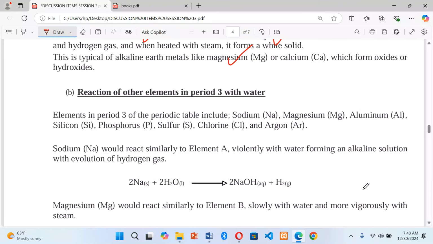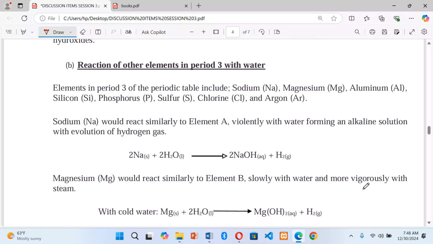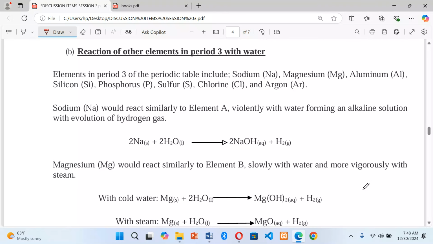Now, part B, they wanted us to predict the reactions of other period 3 elements. So they are here. We're going to go through them very fast. Elements in period 3 of the periodic table include, we are listing them, sodium, magnesium, aluminium, silicon, phosphorus, sulfur, chlorine, and argon. So we're going to look at how each of those reacts with water.